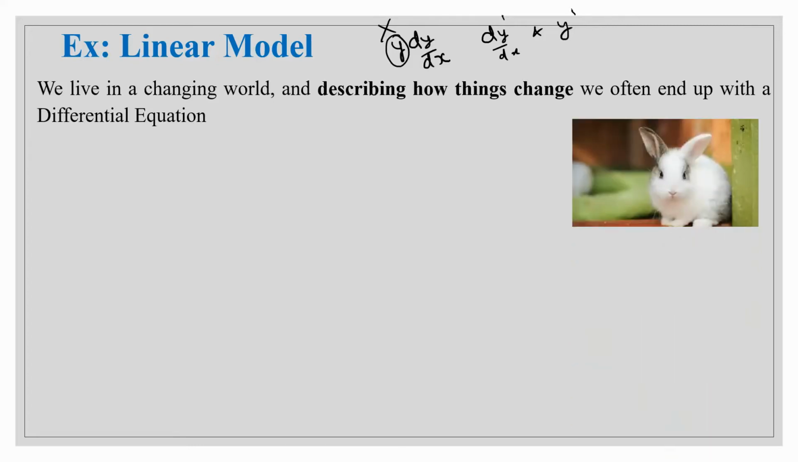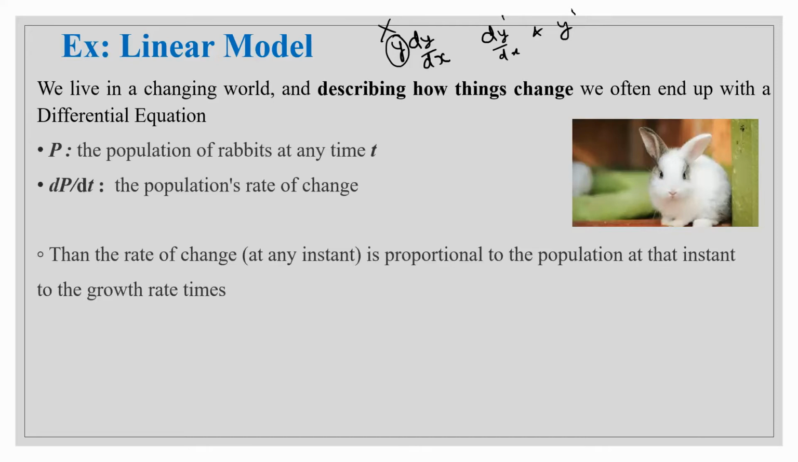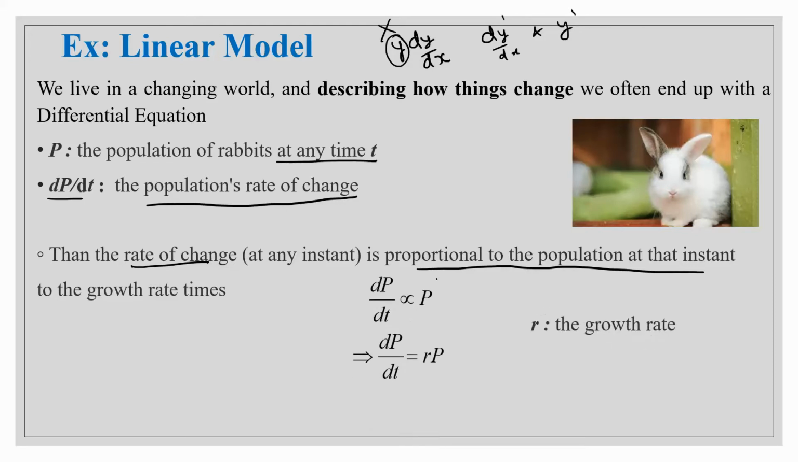So we will see one example of a rabbit population, where I denote P as the population of rabbits at time t and dP/dt as the population's rate of change. Now it is obvious to think that the rate of change of population is proportional to the population at that instant. Mathematically, dP/dt, the rate of change of population, is directly proportional to the population at that instant. If we remove the proportionality sign, we get this constant r. This is called the growth rate.